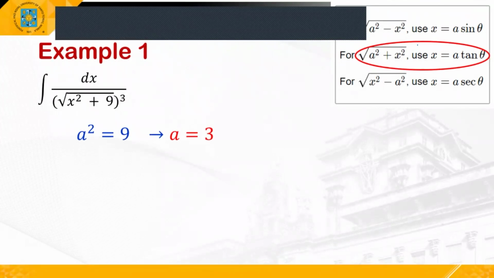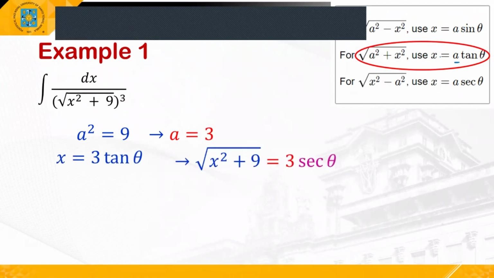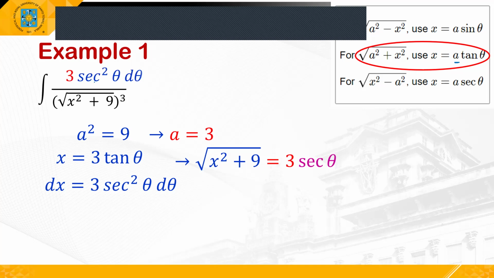Very important yung role ng a. It becomes the coefficient of your tangent. So, we have 3 tan theta. Our radical becomes 3 secant theta. Differentiating both sides of this expression, we have a dx on the left side and then 3 secant squared theta d theta on the right side. Okay, so if we are to replace our expression, our integral using the Trigo substitution, this would be 3 secant squared theta d theta, making use of the dx part.